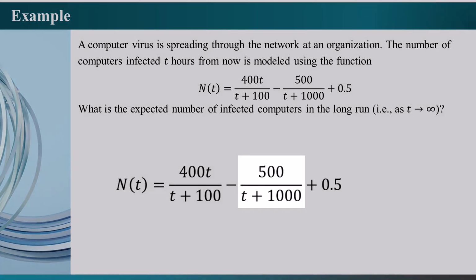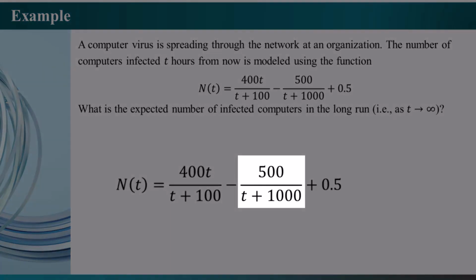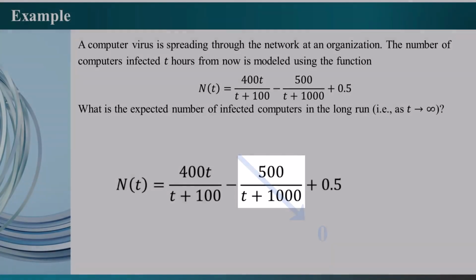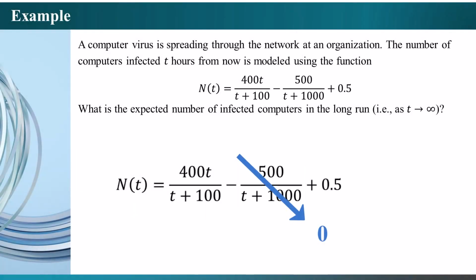I'm going to consider the second term of this expression first. We can see that the highest exponent of t in the numerator would be 0. There is no t up there. The highest exponent of t in the denominator is 1, so we have an expression where the highest exponent in the numerator is less than that of the denominator. And so we know this whole term heads off towards 0 as t approaches infinity.